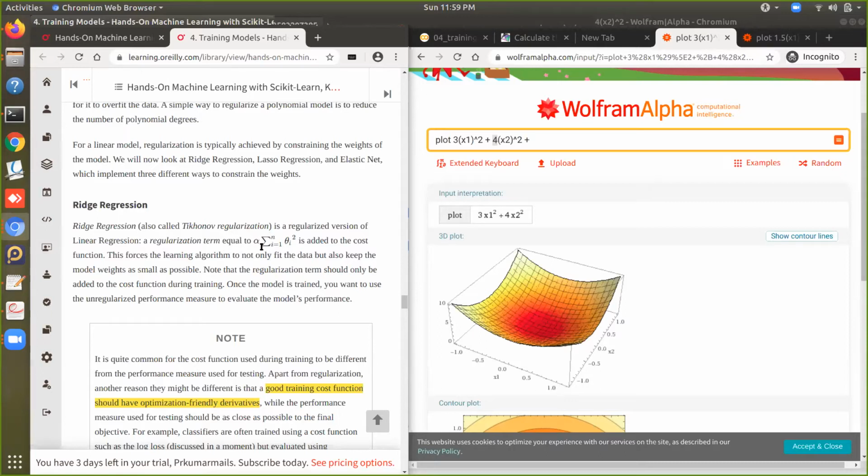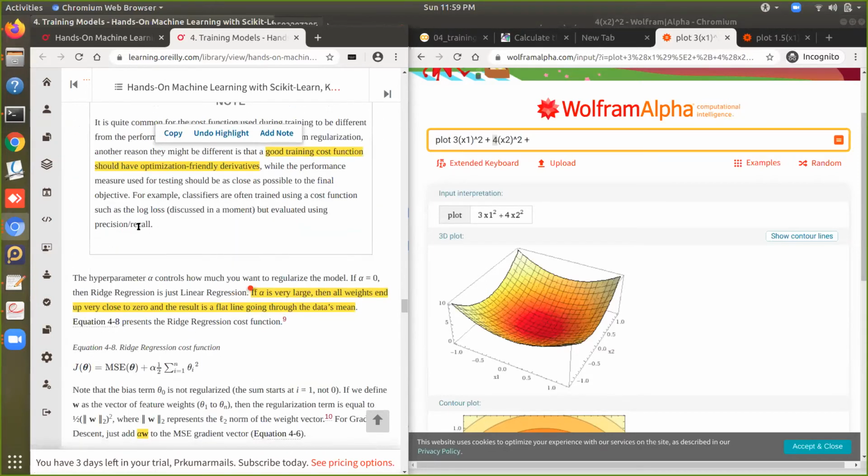So in addition to our cost function, we will be adding the square of the theta as an additional term here.